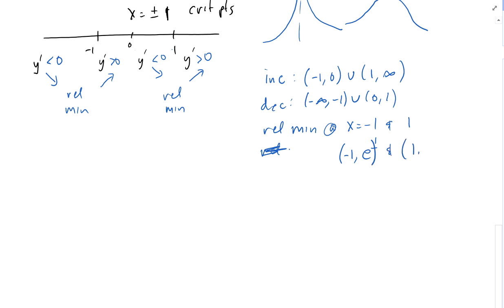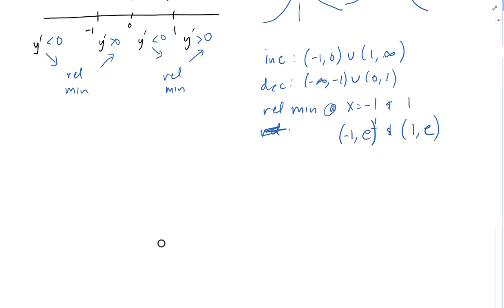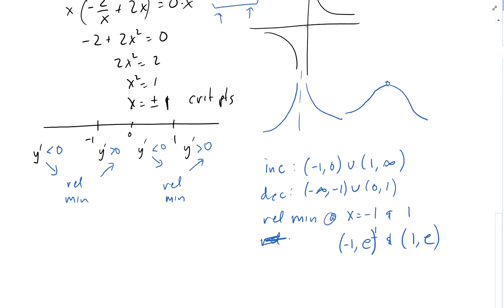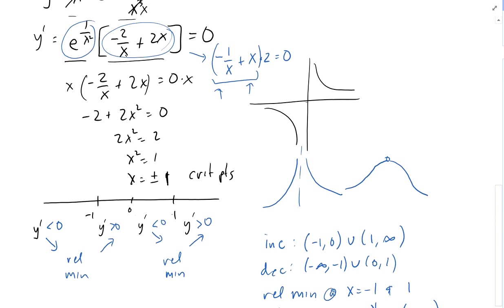And this one is at 1e. Okay? So we're good there. Then we have to look at the second derivative. This is a long problem. Okay, so we got the second derivative, so we have to talk about concavity. So now I've got to look at this guy.